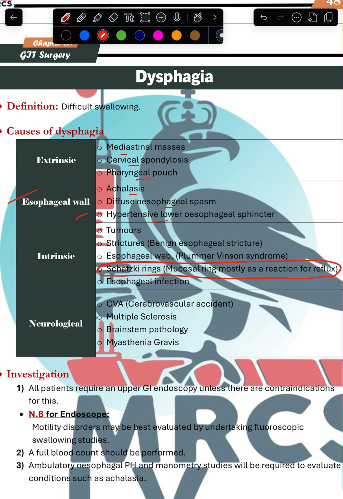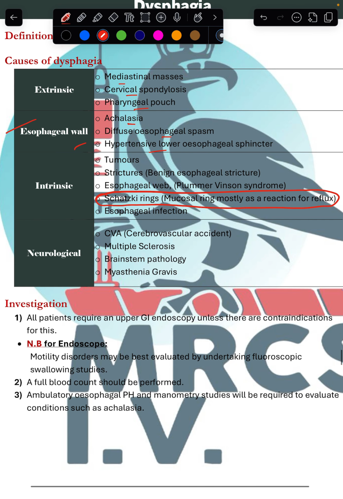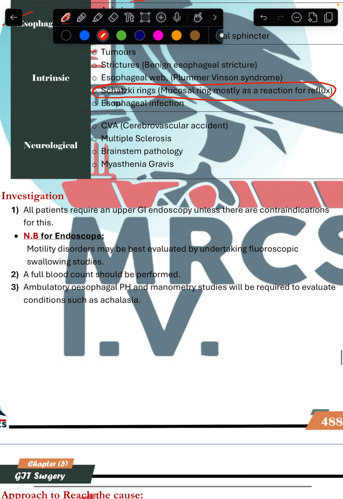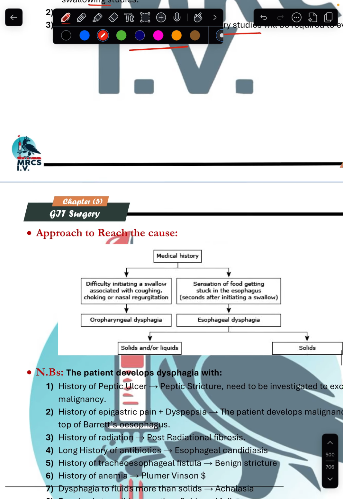So esophageal causes include infection, neurological causes, cerebrovascular accident, multiple sclerosis, brainstem pathology, myasthenia gravis. All the patients require upper GI endoscopy unless there are contraindications. Note that before endoscopy, motility disorder may be evaluated by undertaking fluoroscopic swallow studies. Full blood count has to be done. Ambulatory esophageal pH monitoring will be required to evaluate achalasia.